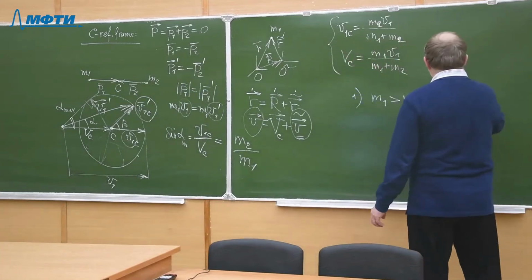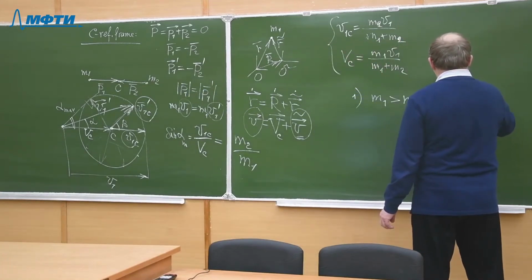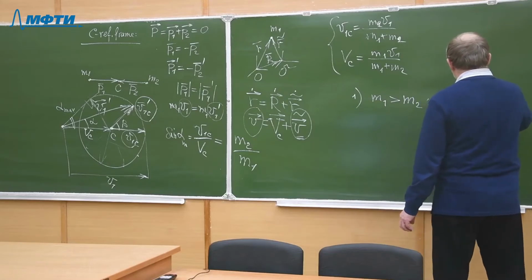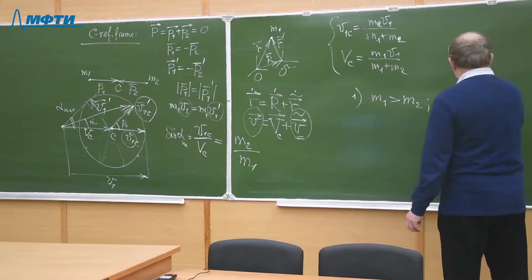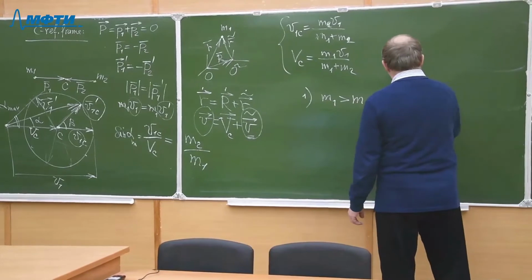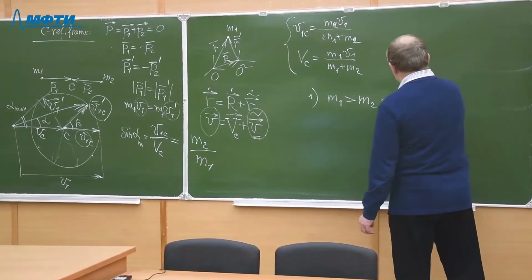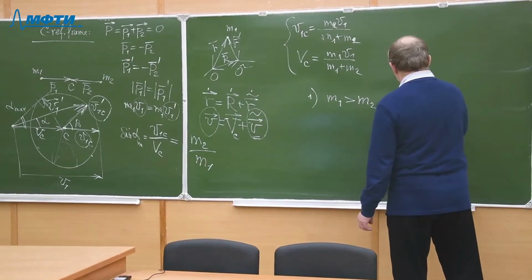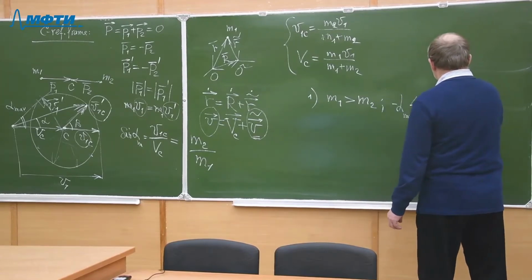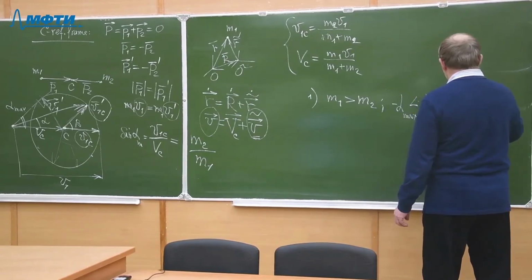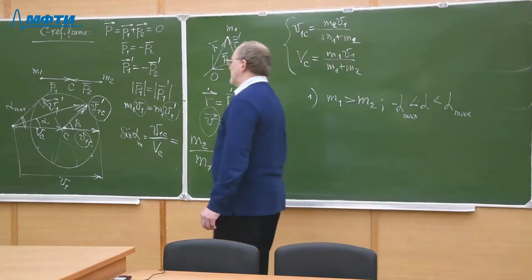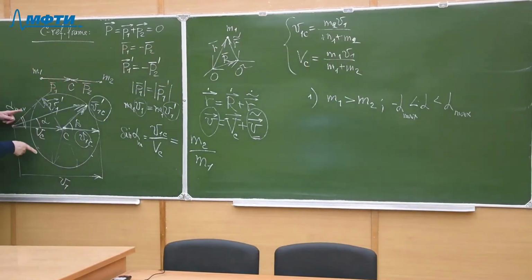In this case, the possible angles of deflection alpha will be larger than minus alpha maximum and smaller than alpha maximum. So all the deflection angles will belong to this range of angles, between minus and plus alpha maximum.